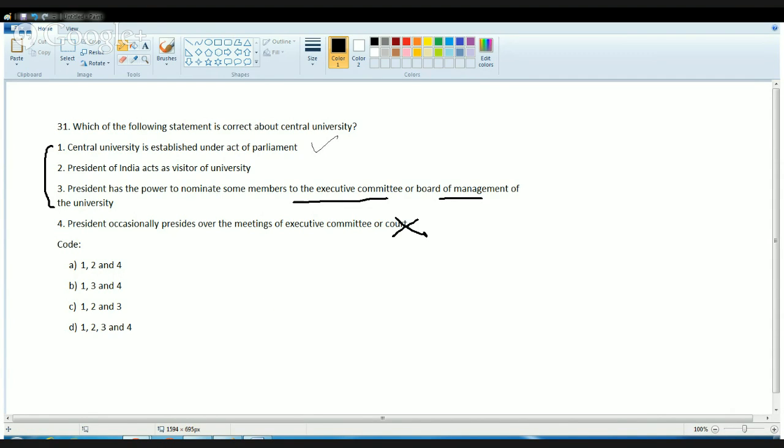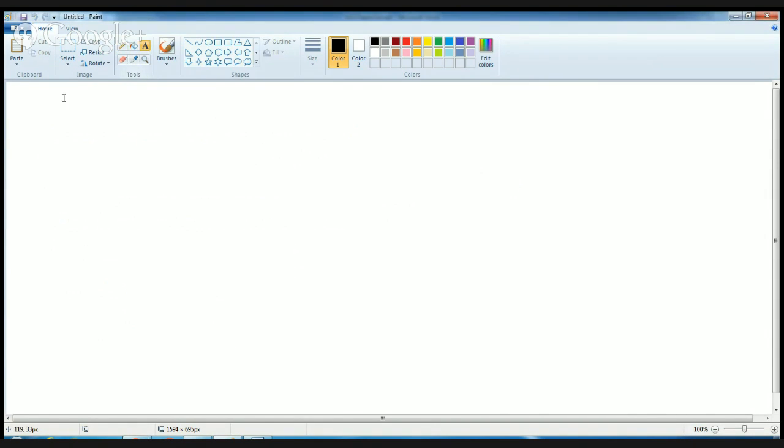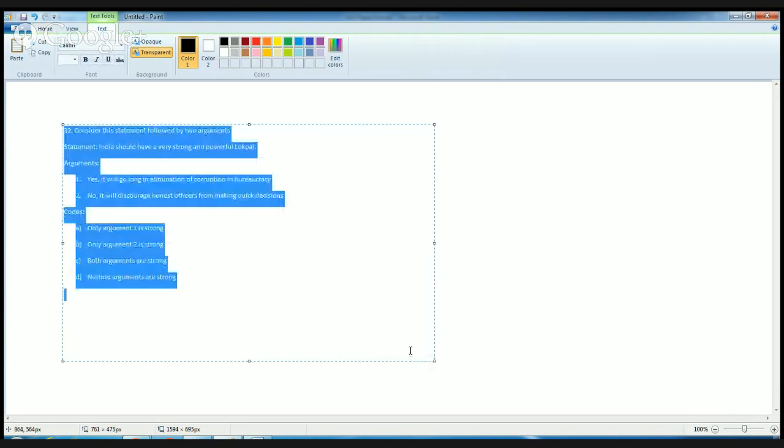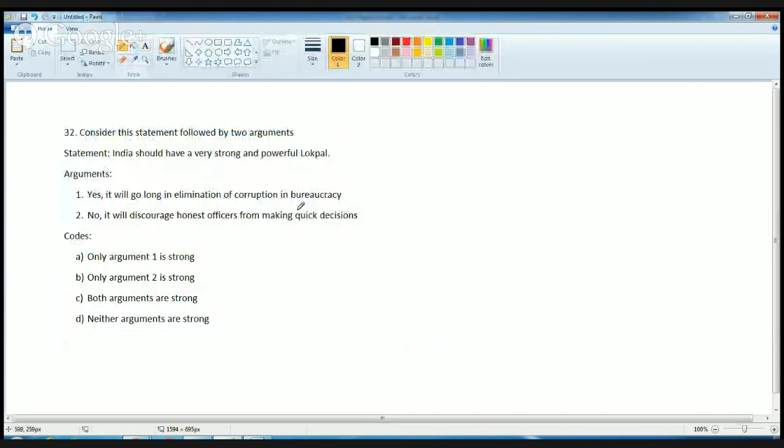So this question, as we see, was on the importance of education in India, or from the section on education in India. The next question is from political science and an important question about Lokpal Bill. So Lokpal Bill is an important section even for December 2014 exam. The statement says India should have a very strong and powerful Lokpal. There are two arguments. One is it will in the long run eliminate corruption and the bureaucracy, and second, that it would discourage honest officers from making quick decisions.